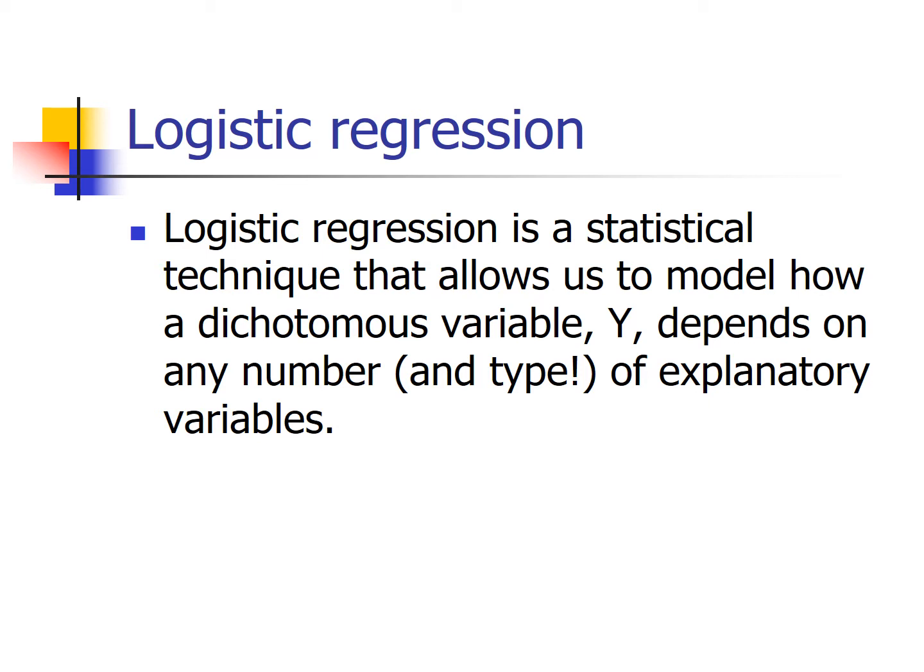So logistic regression is a statistical technique that allows us to model how a dichotomous variable, right? So dichotomous, remember, means just two possible outcomes. A dichotomous variable y depends on any number of explanatory variables. And not just any number, but any type of explanatory variable. So that is really expanding what we've been able to do, right?